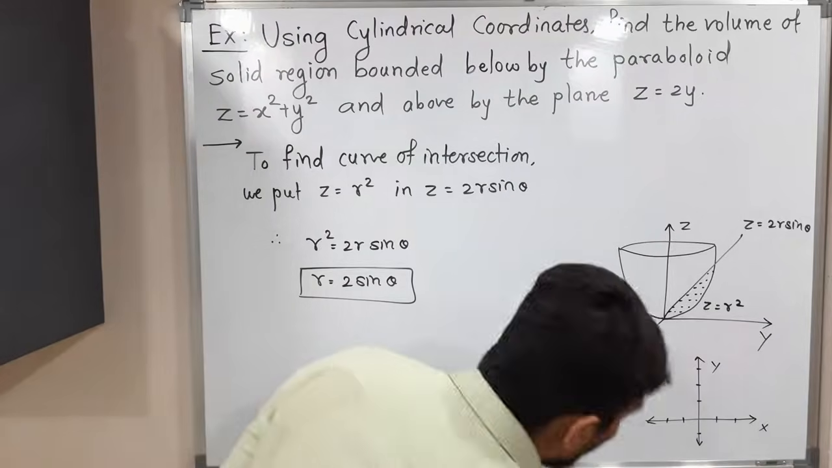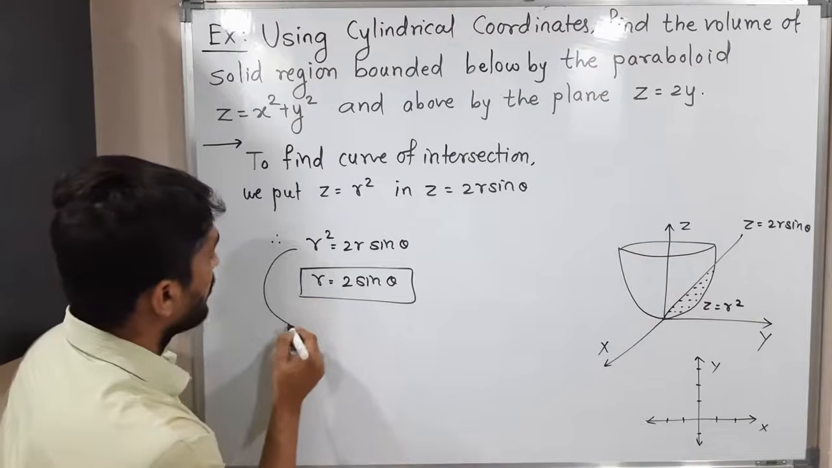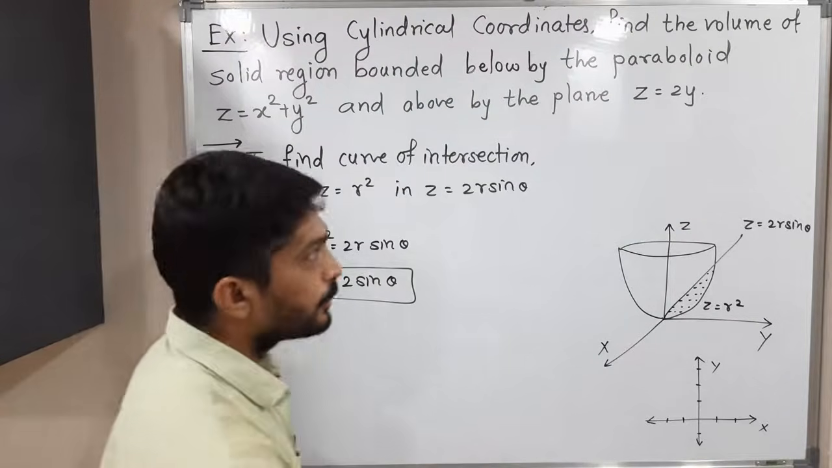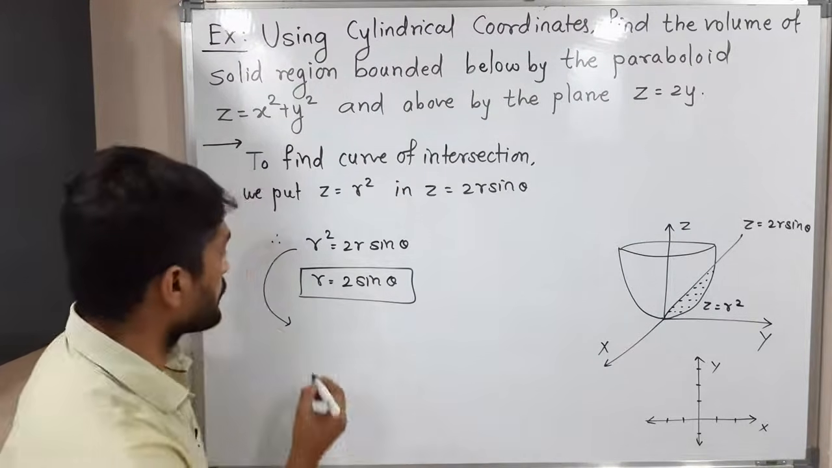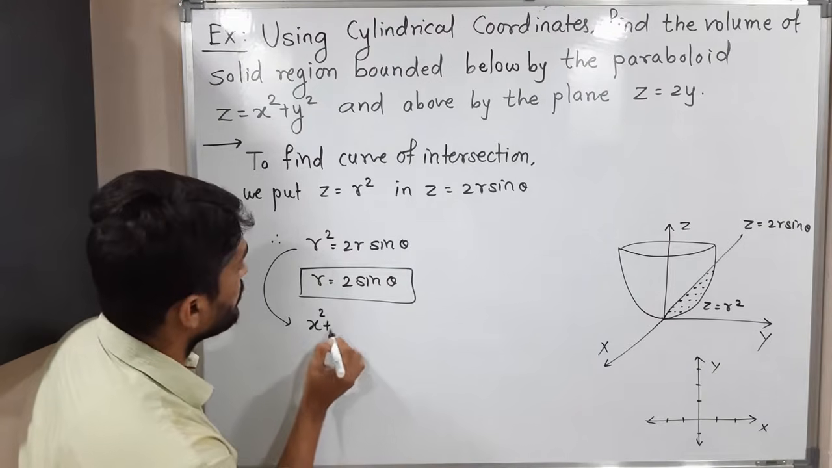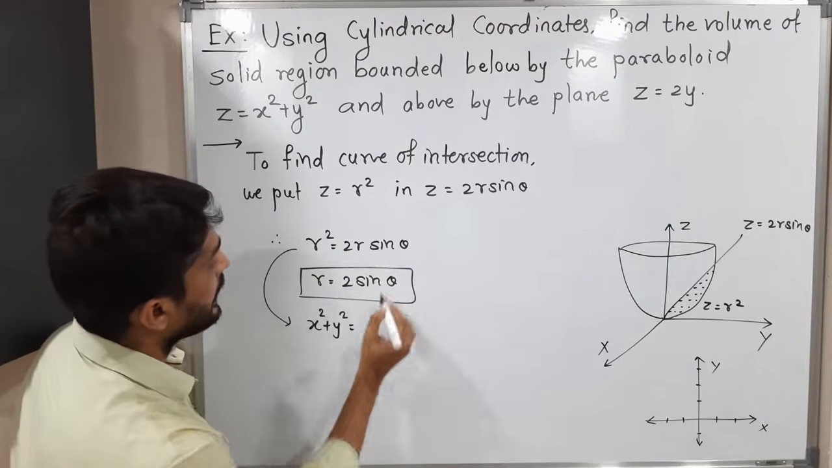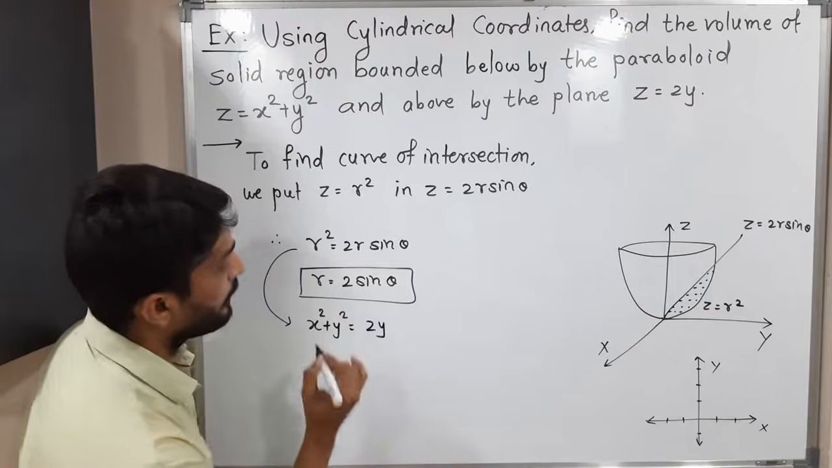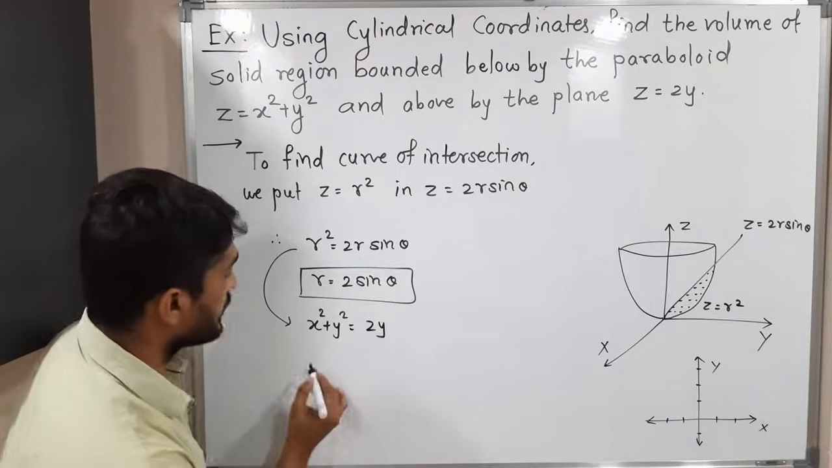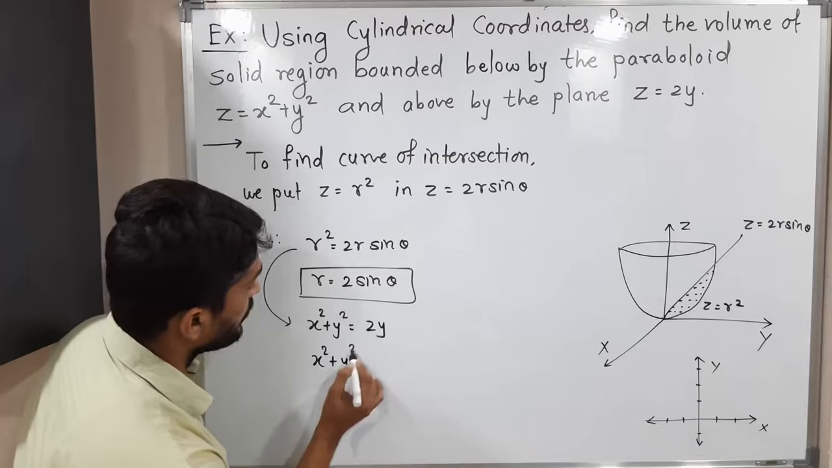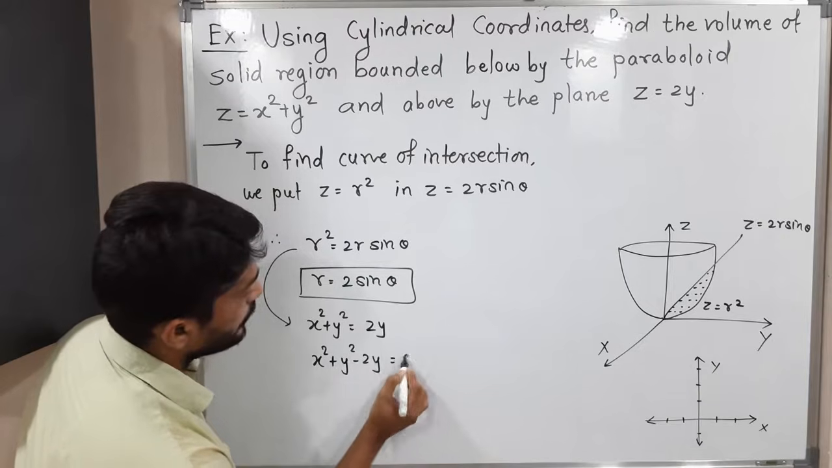What will I do? From this step, I'm going to write r square. You know that r square means x square plus y square. So I'm replacing it by x square plus y square, and I'm replacing r sine theta by y. So 2y we will have. Let us shift 2y on this side. So x square plus y square minus 2y is equal to 0.